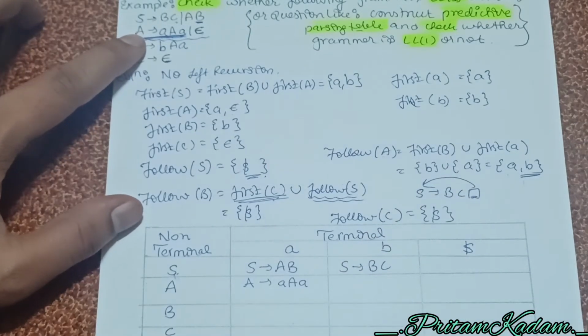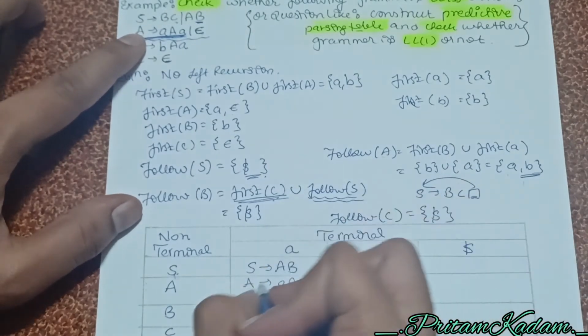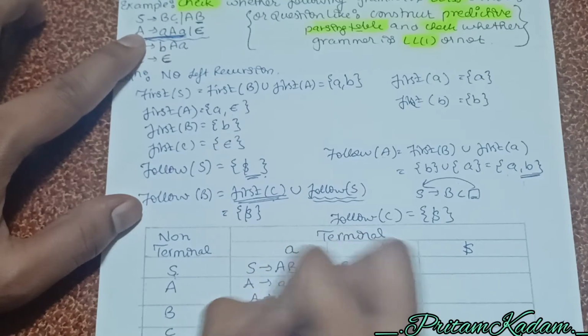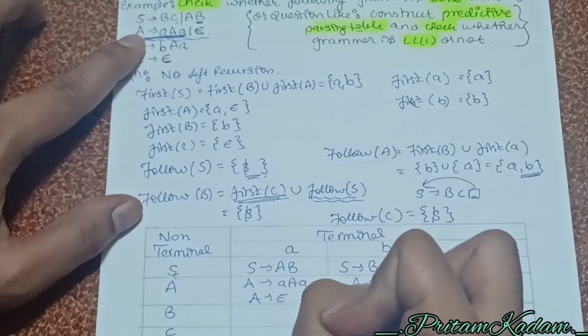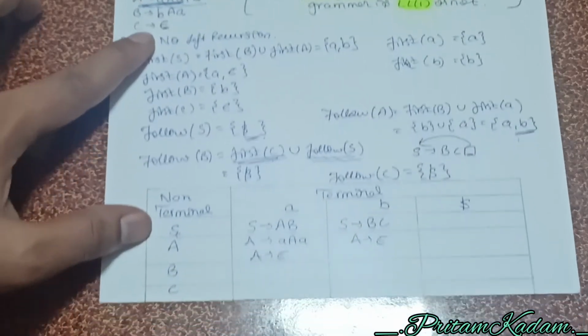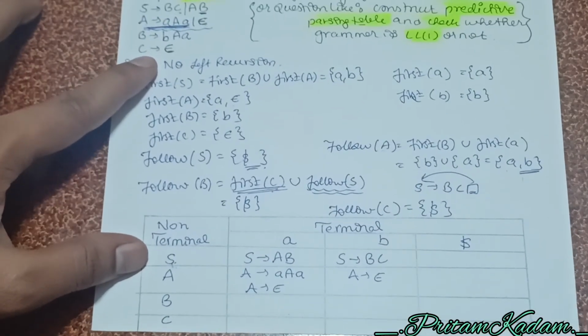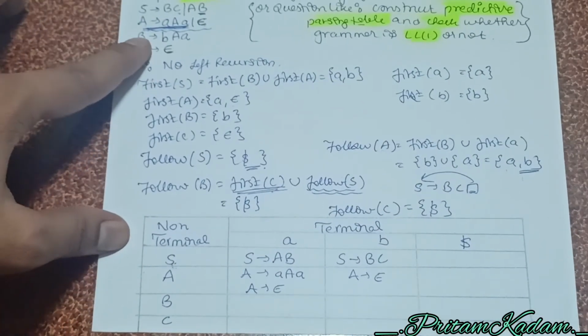Now we have to write the epsilon's production. So where will I write that? In the follow of A. And follow of A is small a and small b. Okay. So now we will write the B production.